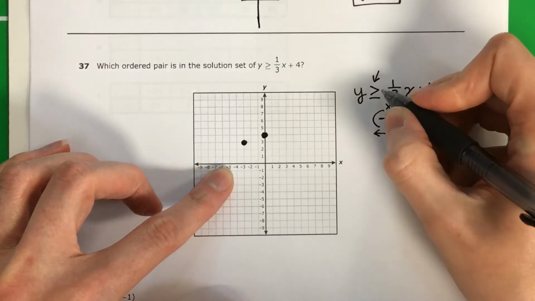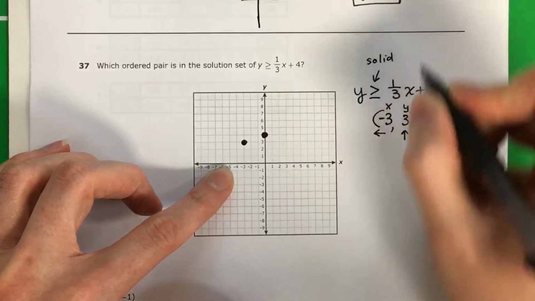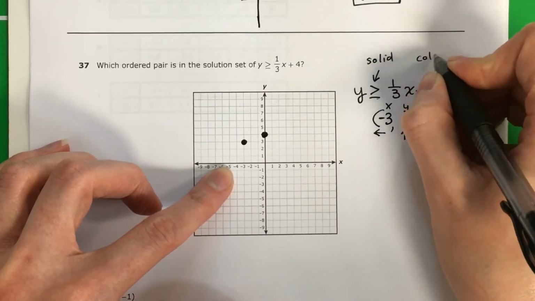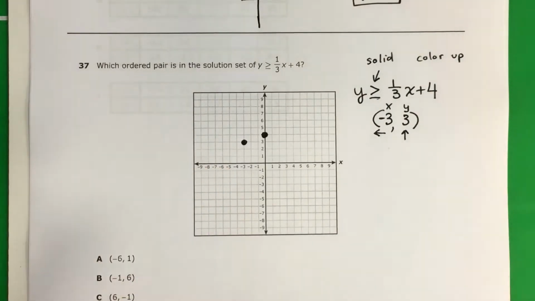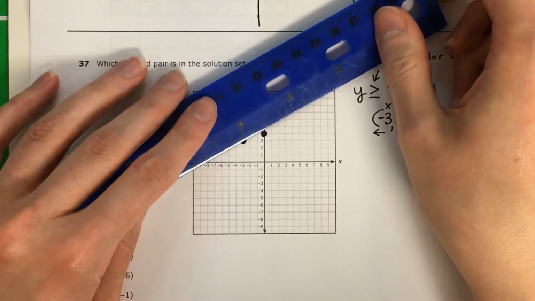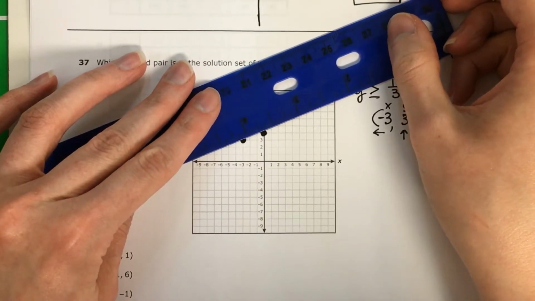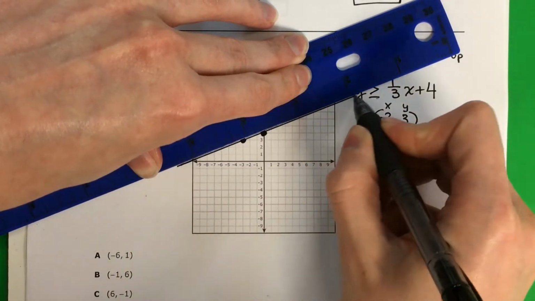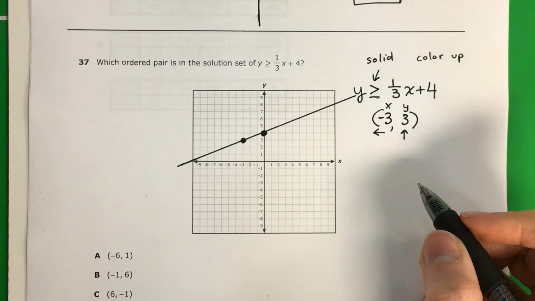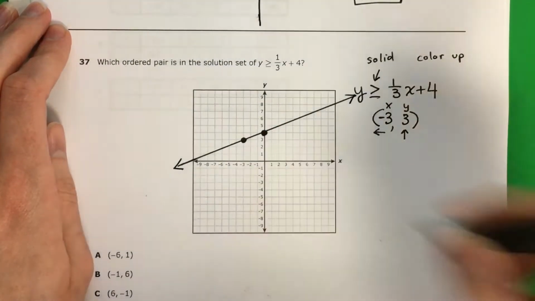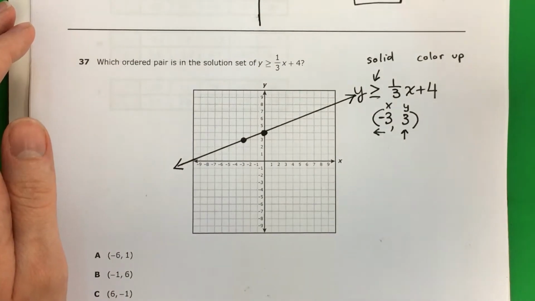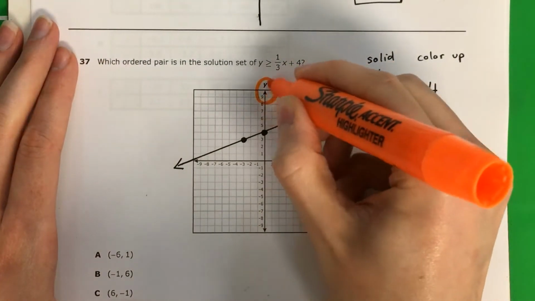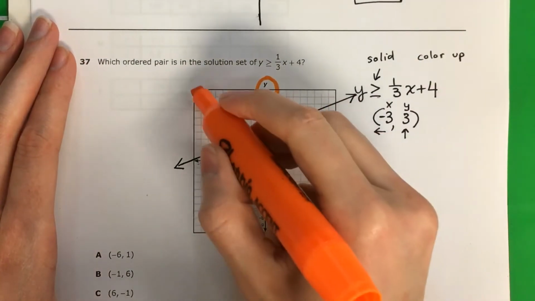Now this sign right here means that it's a solid line because it has a line underneath. Yes line, normal line. And this is greater, so I'm going to color up. So let's get my ruler. Okay, let's do this really carefully. Solid line. Draw your arrows, and you can color with your pencil. I'm just going to go ahead and color with the color. We said to color up. Here is up, the arrow up, so I need to color this side right here.